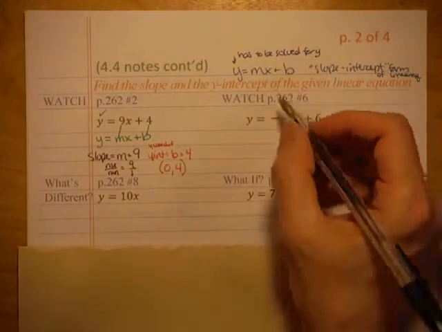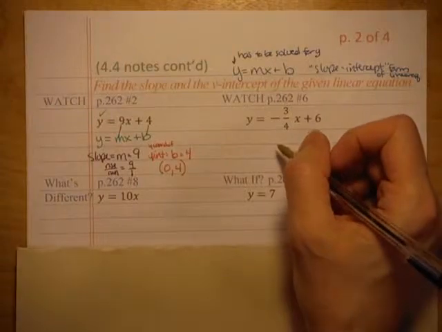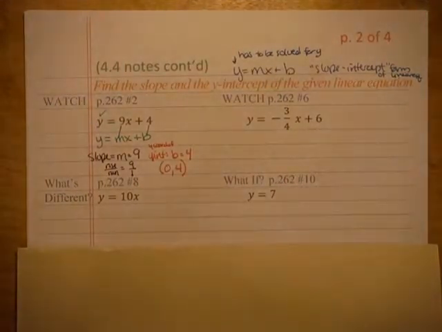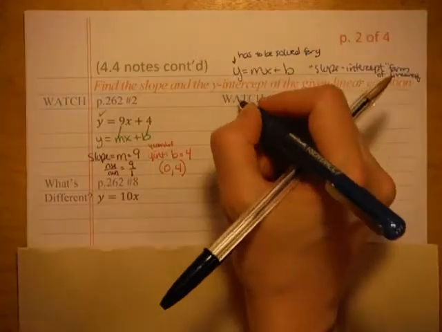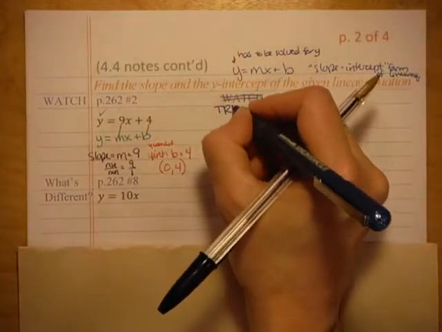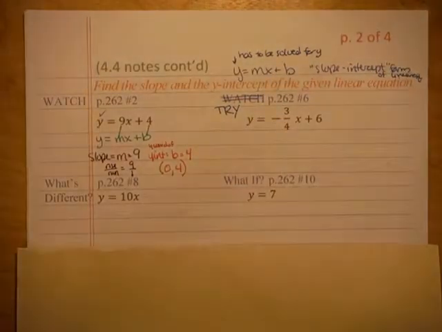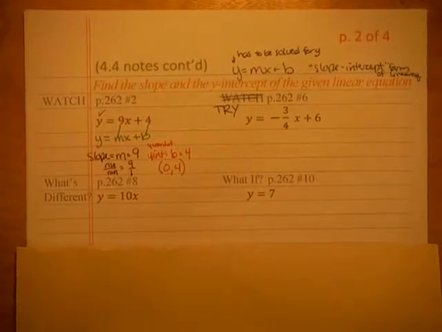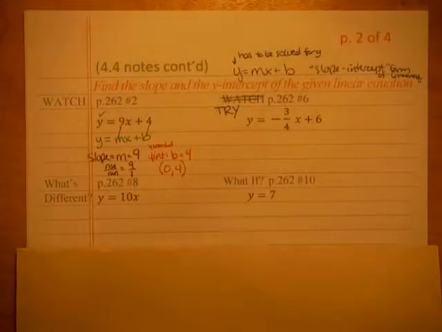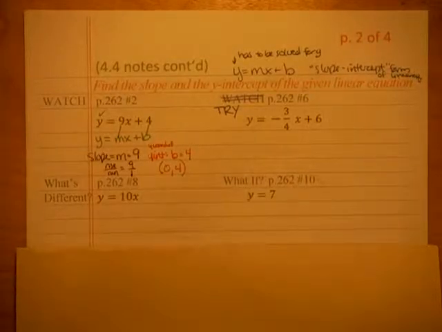So let's do this again. Number 6. Well, actually, maybe I should make this a try. That would make a lot of sense, wouldn't it? So let's do that. Let's make this a try. And if you were paying attention, these were the same equations that we did on the previous page. So I'm just making a note to myself that I want to use this as a try. So hit pause, and you identify the slope and the y-intercept, and then we'll come back.